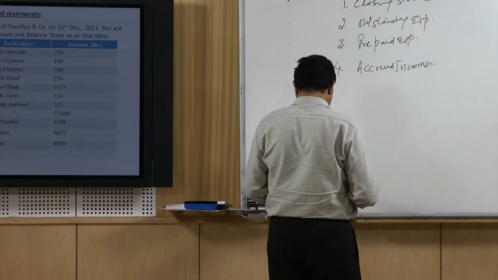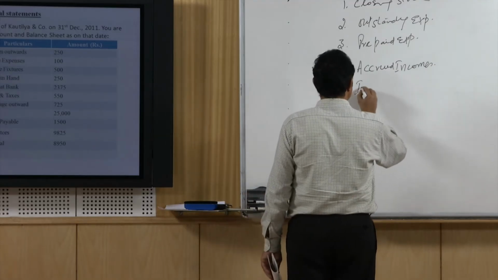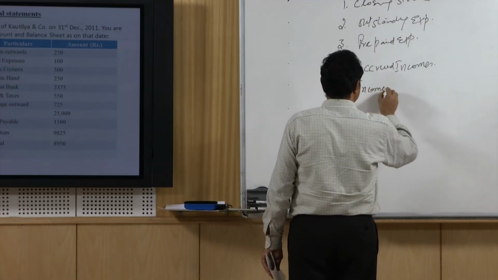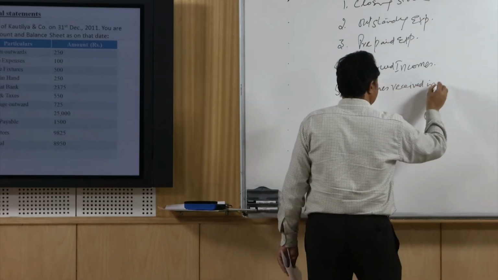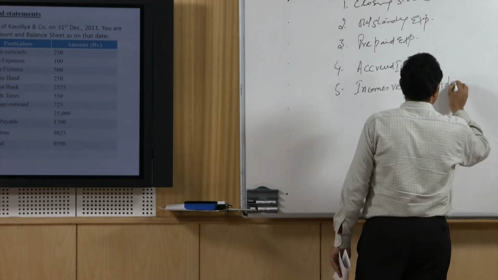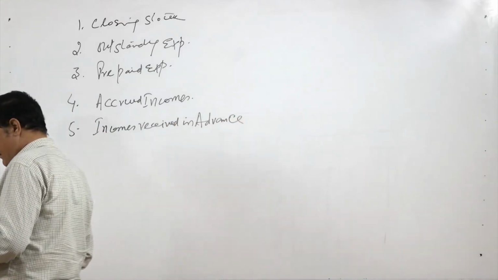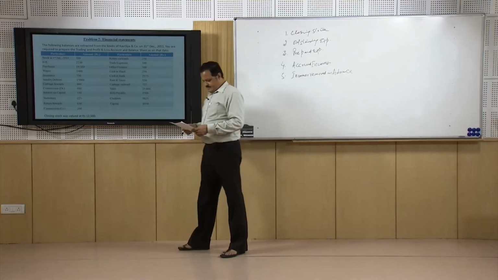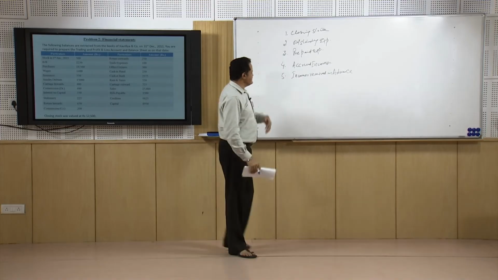So, the next item is incomes received in advance. Income received in advance, and the double effect to this income received in advance.